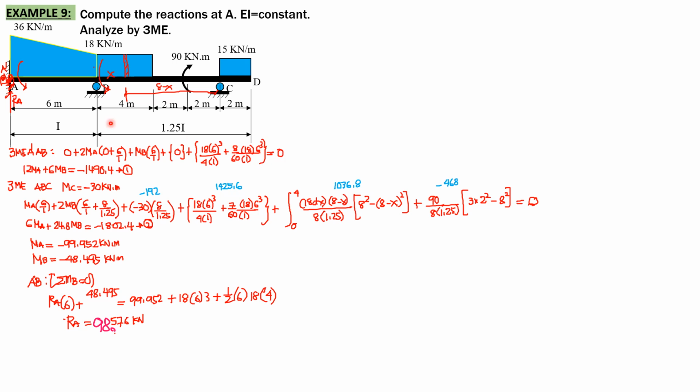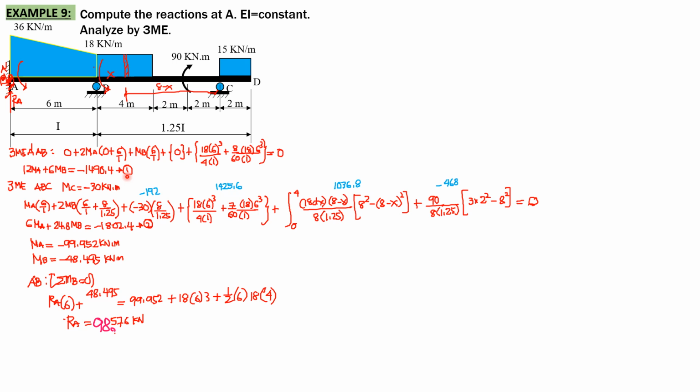Then equals 0 because A prime, A, B are supports, so the horizontal reference line at A crosses A prime and B. So that's why the right side, 6EI HA prime over length plus HB over length, would be 0. So simplifying, 12 MA plus 6 MB equals negative 1490.4. So call that equation 1.